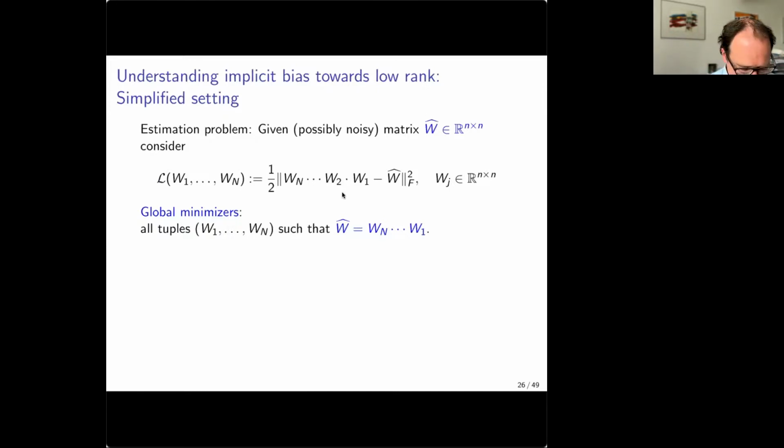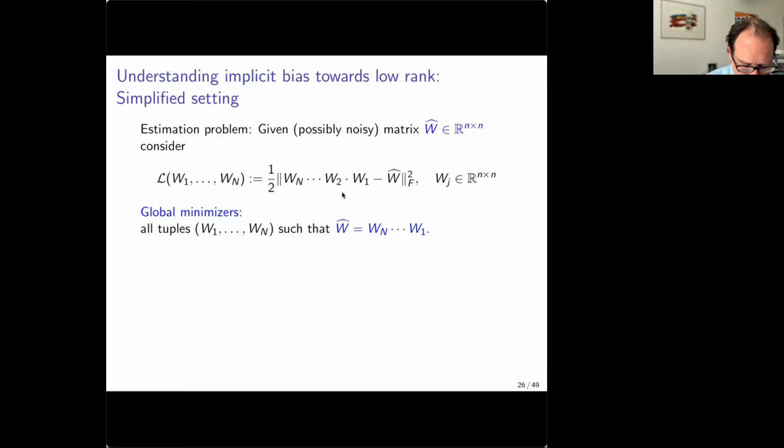In order to approach this problem, we first looked at a simpler problem, which is an estimation problem. Here we just have a given matrix W hat and compare it with this factorization. So this map A is the identity. Of course, this is not really a recovery problem where you have incomplete information, but think of W hat as a perturbed version of some true matrix of low rank.